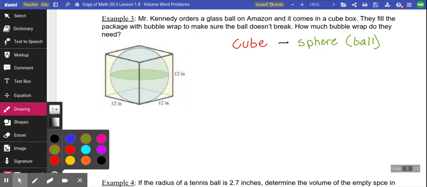Volume of a cube, we're good at, right? Volume of a cube, length, width, height. But it's not a cube because they're not all the same. Oh yeah, that's right. Sometimes I say cube and I'm wrong. So that's 12 times 12 times 12, which is 1,728.